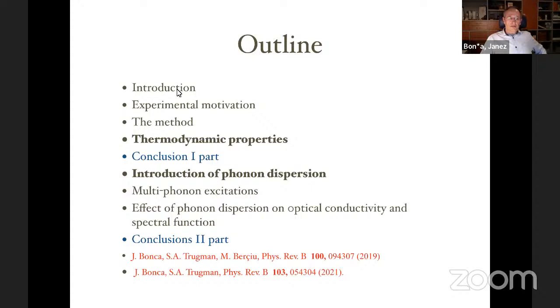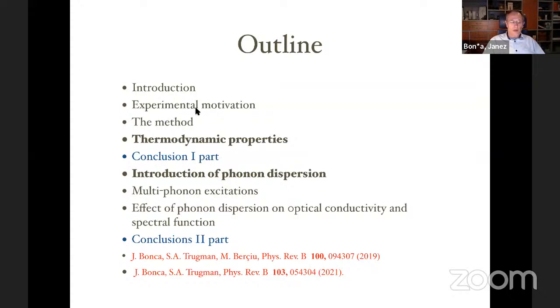So as promised, in the first part I will talk about the Holstein polaron without any dispersion, but I will look at the thermodynamic properties. Mostly I will look at what happens to the spectral function as one starts increasing temperature. Then in the second part, I will go back to the zero temperature problem, but introduce phonon dispersion, just within the optical spectrum, so I will not discuss any zero frequency limit or something like that. Then I will look at how this dispersion affects the spectral function and also optical conductivity. So this is in short.